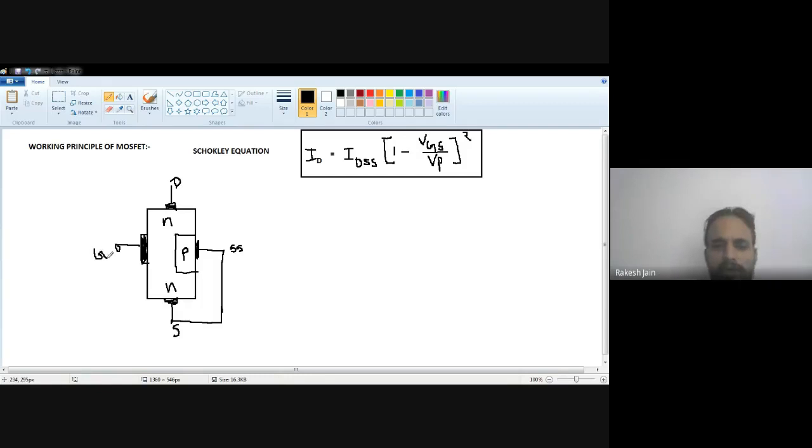Now let's suppose I want to see the working of this MOSFET. First of all, the output will be taken out. The output battery which is connected between drain and source, the output current is the drain current. And this battery between drain and source we can say is the VDD battery.